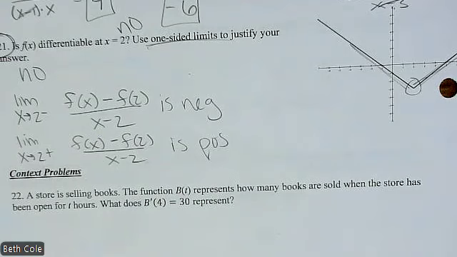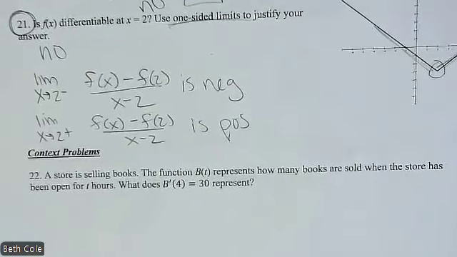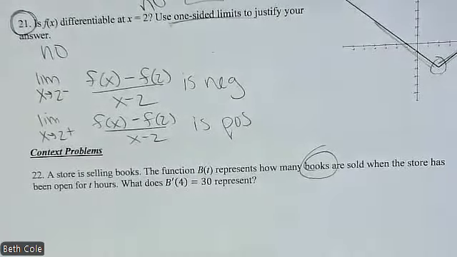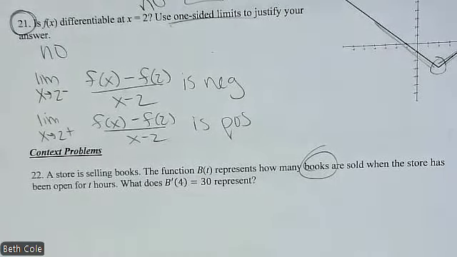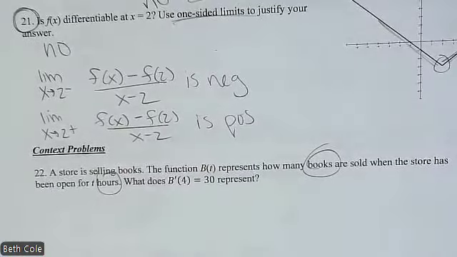All right, context problems. A store is selling books. You've been to a bookstore, you know what books are, you know how books are sold. So step away from the problem and understand that you know what's going on. So we've got books, and then what's the other unit? Hours. Perfect, you can read. What does b prime of 4 equals 30 represent? So slope needs the word per. It's something per something else.